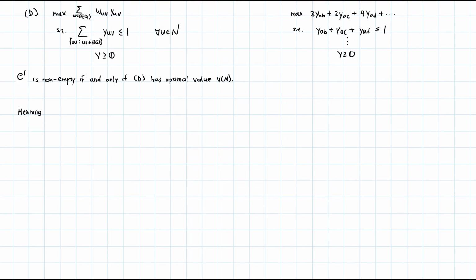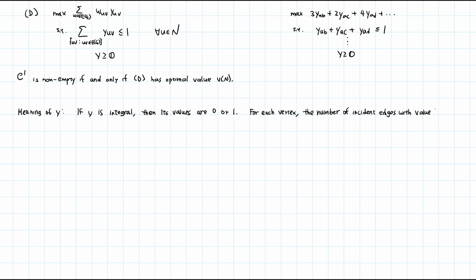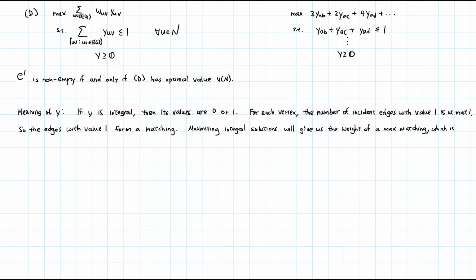So what is the meaning of Y? Notice that if Y is integral, then all of its values are 0 or 1s. That's because each constraint is at most 1. For each vertex, the number of incident edges with value 1 is at most 1. So the edges with value 1 would form a matching. Maximizing over all the integral solutions will give us the weight of a maximum matching, which is V of N. If this is also an optimal solution, then we are done. P has optimal value V of N, and the core is non-empty.